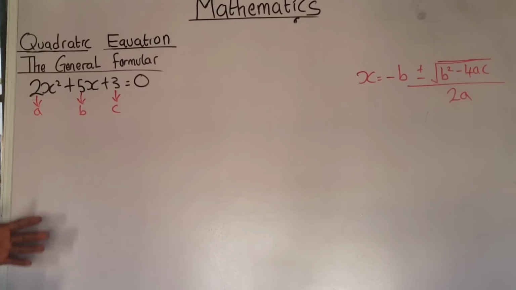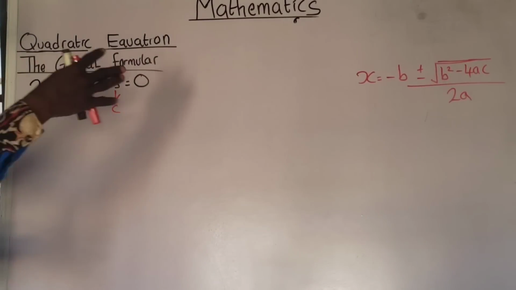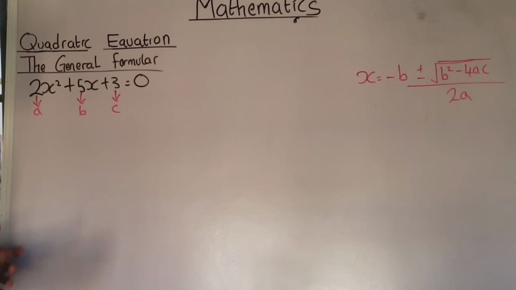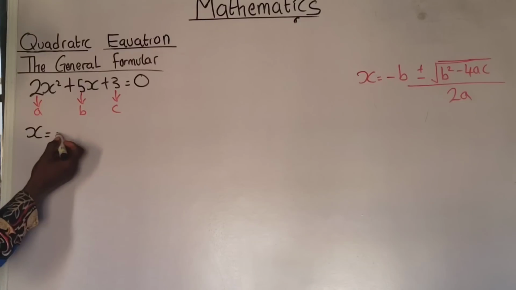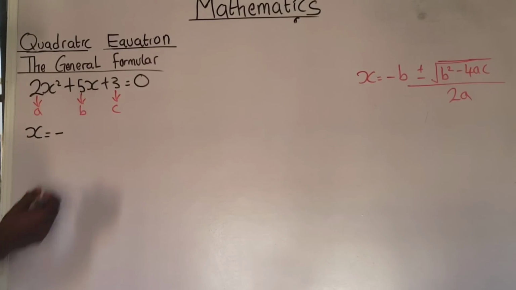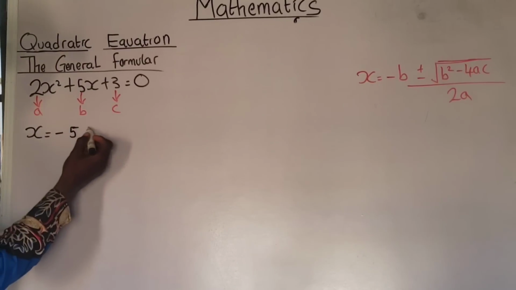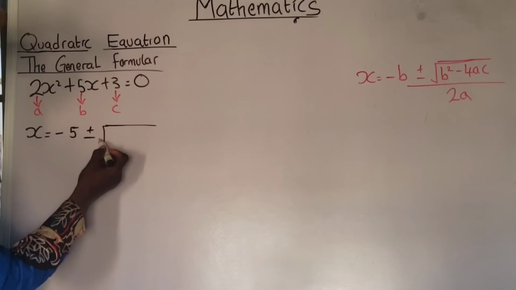All we have to do now is to plug in a, b, and c into that quadratic formula. By so doing, we are going to arrive at the value of x. Do you understand? Okay. So let's do that. Here I'm going to have x equals minus b. B is what? 5. So I'm going to have minus 5. Are you paying attention? Plus or minus square root of b squared.